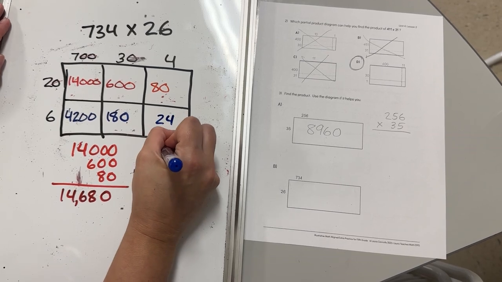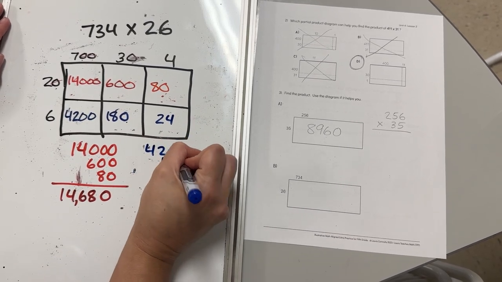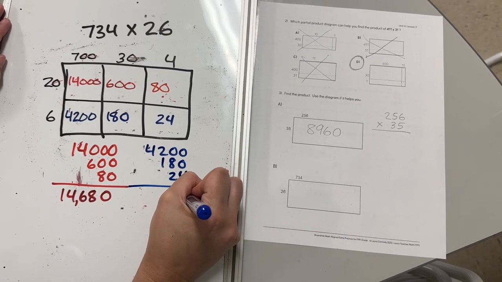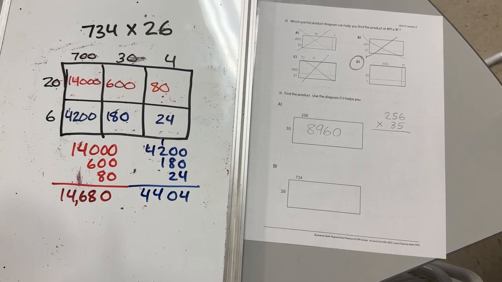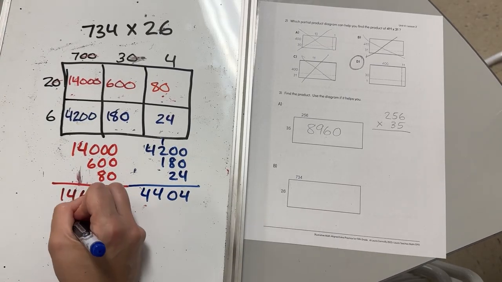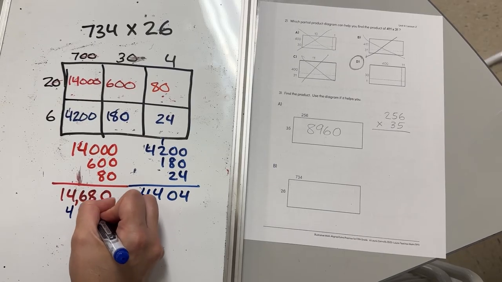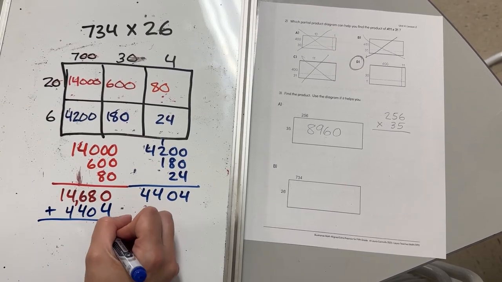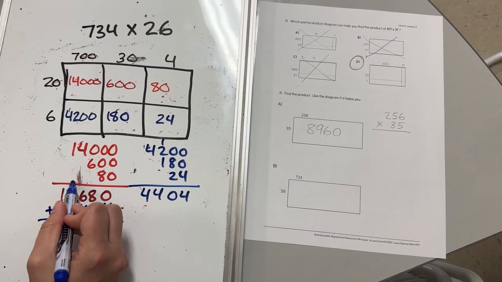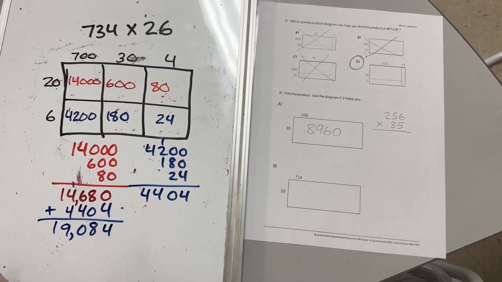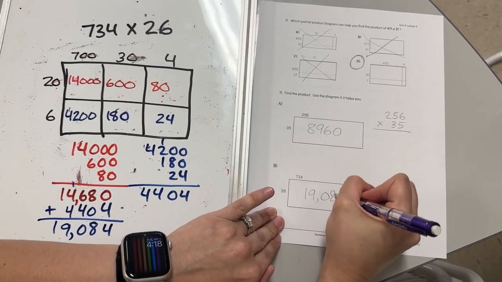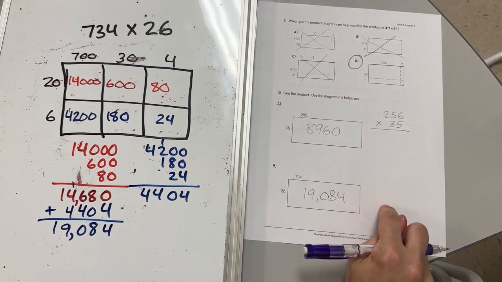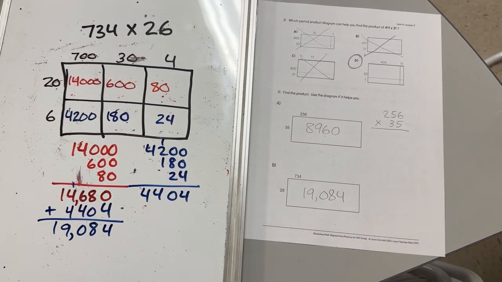I'm going to go ahead and add these off to the side. And I end up with 4,404. Then I'm going to add these 2 numbers together to get my final product. My final product for B was 19,084. And remember, if you use standard algorithm, just put it off to the side. Remember to check in tomorrow for help with tomorrow's homework.